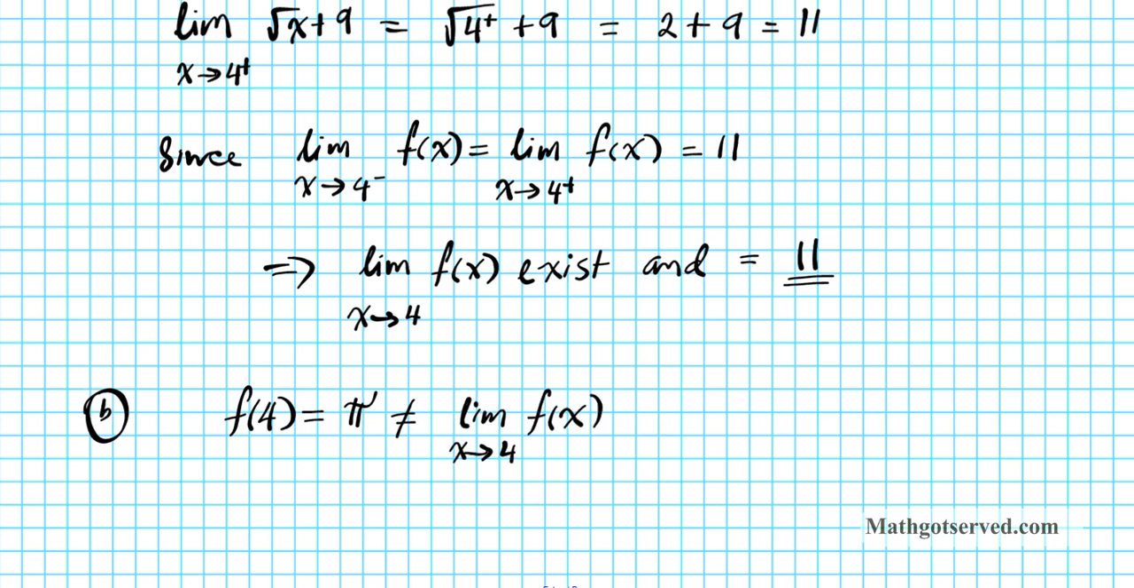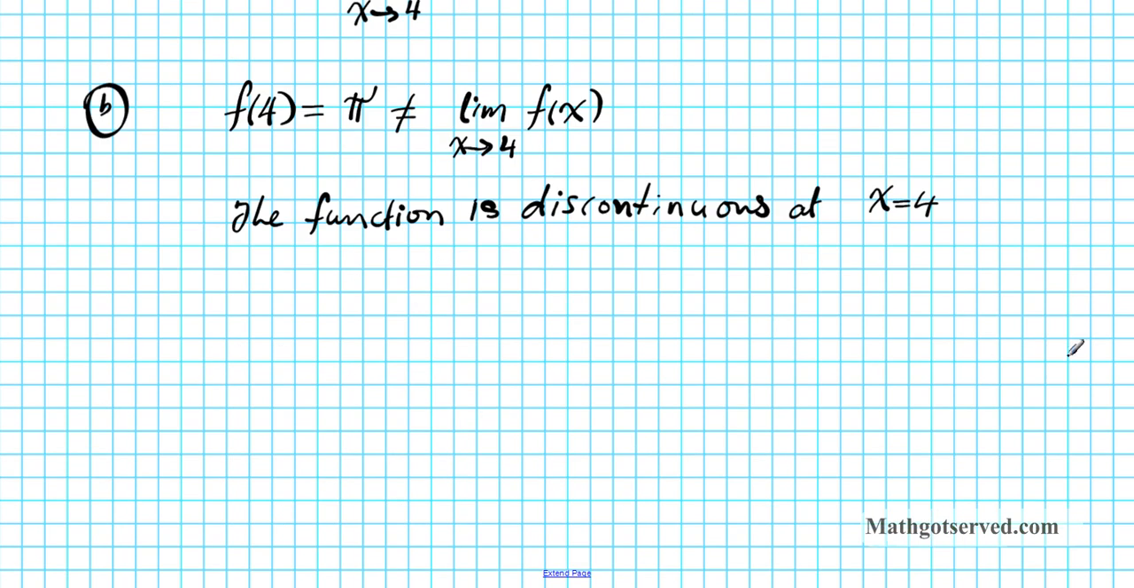So since they're different, that means that the function is discontinuous at x equals 4. Okay, in this case, I'm sorry, it's not a jump, it's a removable discontinuity or point discontinuity since the limit exists for the function at that point. Okay, so the function is discontinuous there.